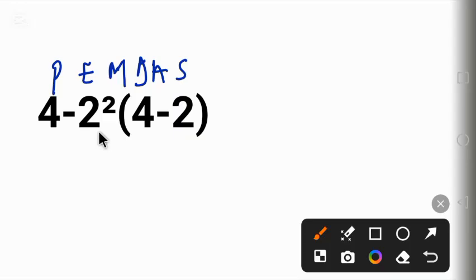Using this PEMDAS, P stands for parentheses, which means bracket. So we're going to solve the one in bracket first before we solve the E, which stands for exponent, something like 2 square. And then we solve the multiplication. M stands for multiplication and this stands for division. Work from left to right. Finally, we solve addition and subtraction. Addition and subtraction, we work from left to right.